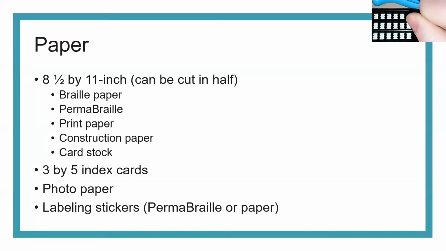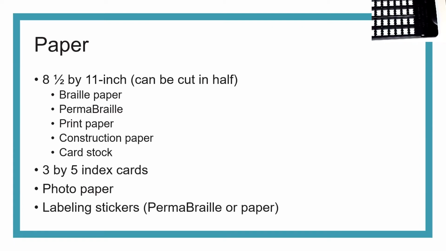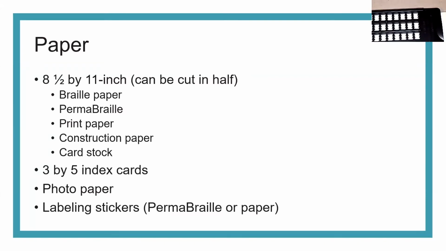And last but not least, paper. So 8.5 by 11-inch paper, I am highly suggesting cutting in half or even cutting in thirds, especially for someone who's beginning using the slate. You can use braille paper, perma braille, regular print paper, construction paper, cardstock. You could use 3x5 index cards. You can use photo paper. You can use labeling stickers.